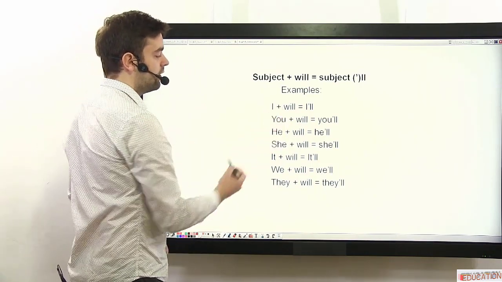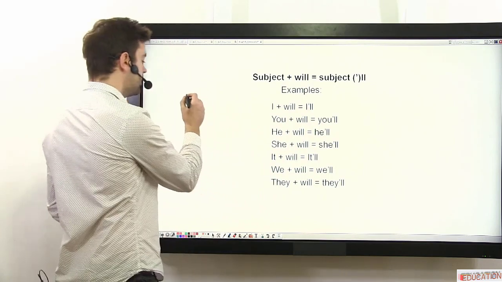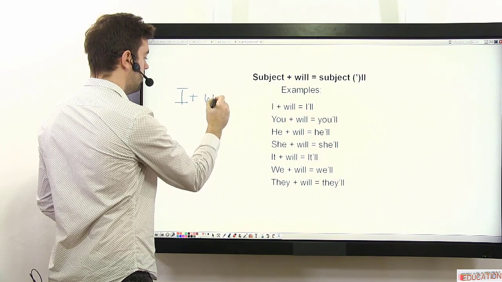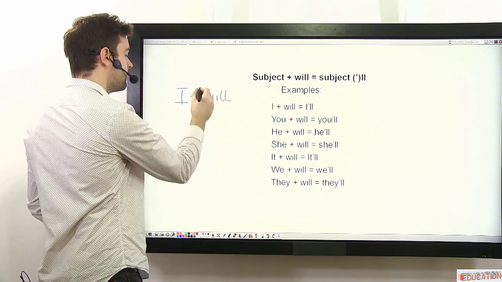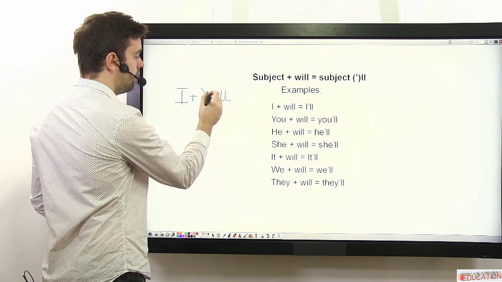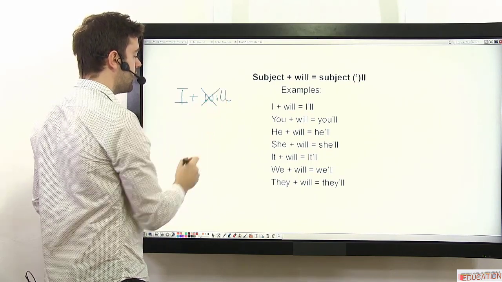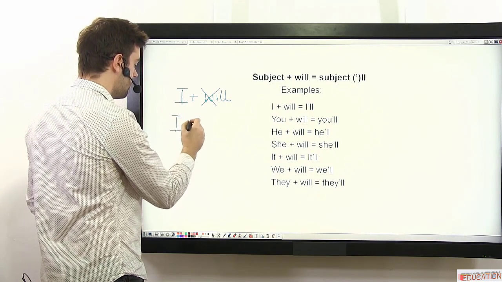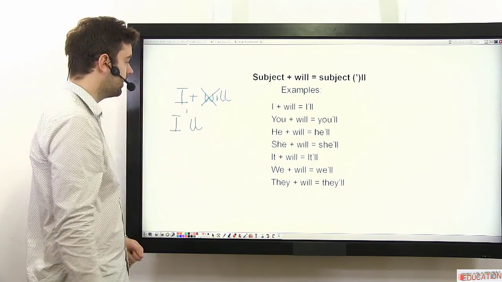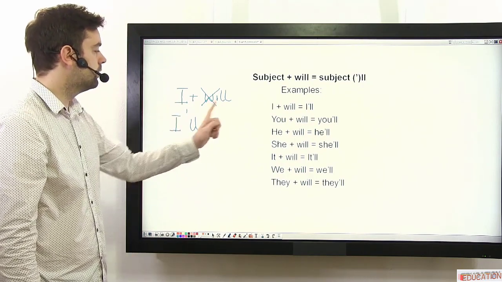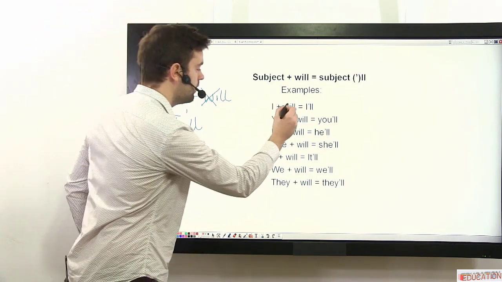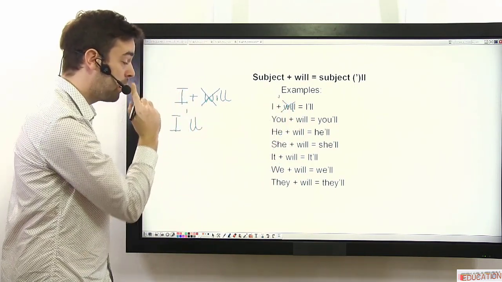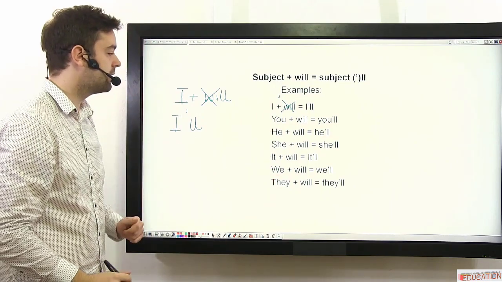So when we join the two together, for example here, I plus will, you get rid of the W and I, and you add an apostrophe. So you do I, L, L with an apostrophe. And it's the same for every subject.